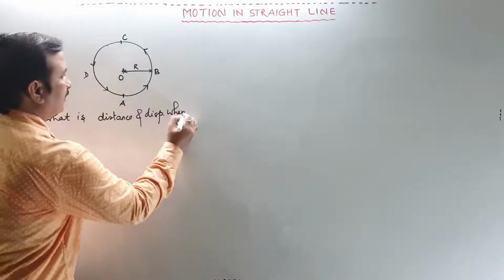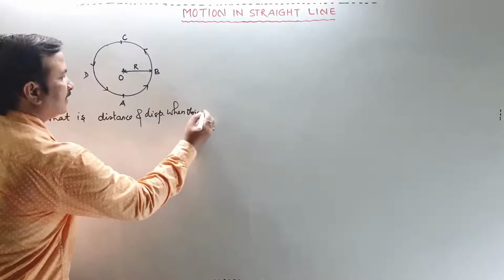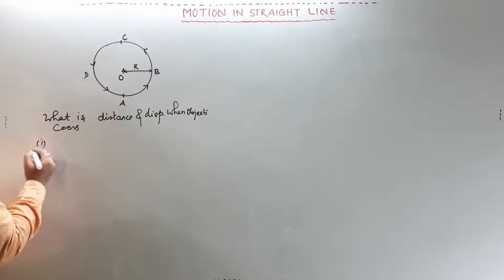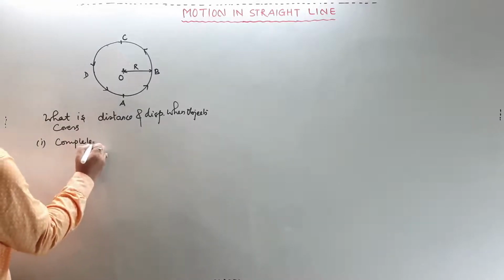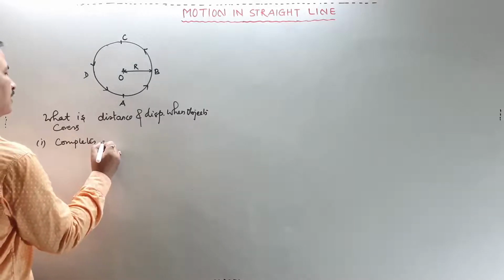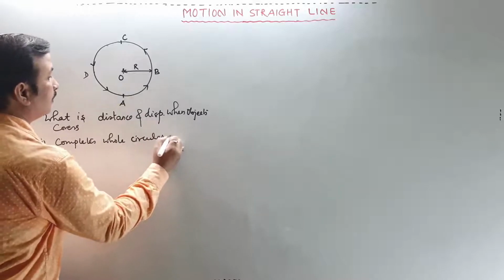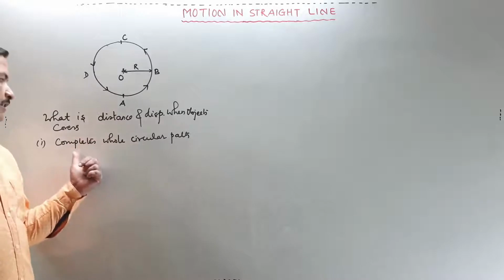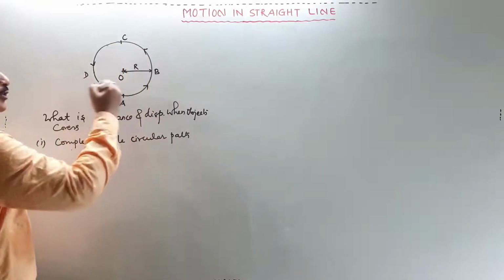when, number 1, when object covers, completes the whole circular path. ऑब्जेक्ट या तो कवर करती है, कंप्लीट करती है होल सर्कुलर पाथ, मतलब ऑब्जेक्ट यहां से शुरू करना शुरू करेगी and it goes and comes back to A.